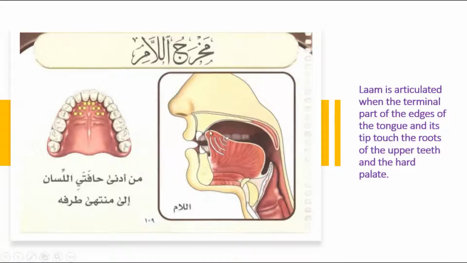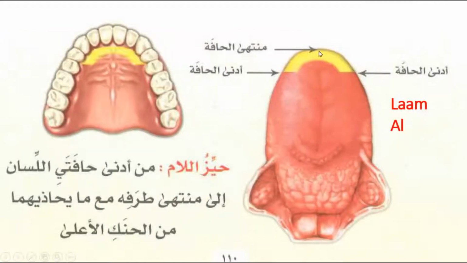So when the tip of your tongue and the terminal edges touch this yellow zone. So if this is your tongue, this is the tip of your tongue, and this is the terminal part of the edges of your tongue. This is the yellow area. When this area touches this zone. So make sure that the tip of your tongue and the terminal part of the edges of your tongue touch this zone behind the teeth.